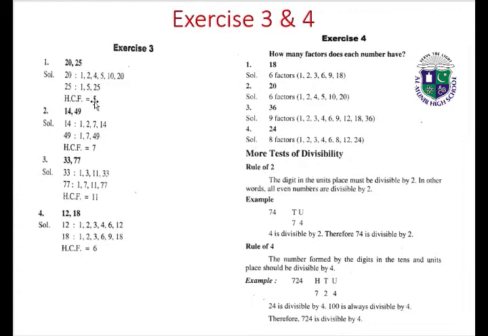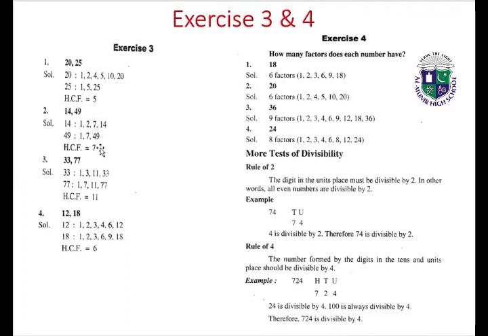is 5. And question number 2, 14 and 49. 14: 1 14 is 14, 2 7s are 14, 7 2s are 14. 49: 1 49 is 49, 7 7s are 49. Highest common factor is 7.